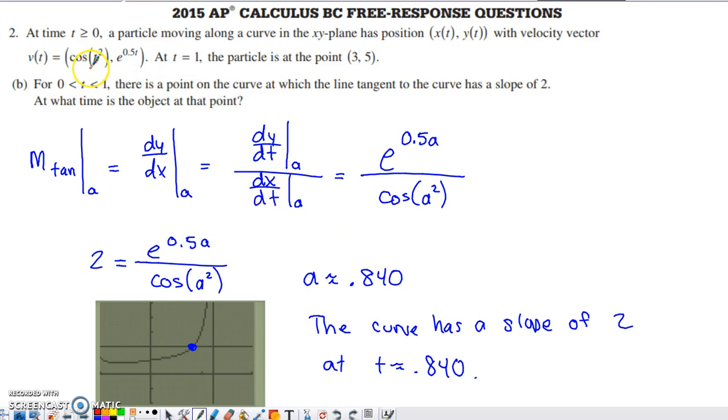They provide us with dy/dt. That's the rate of change of y, so the y component of velocity. So that's what's going into this numerator evaluated at a. And then in the denominator, I'm taking the rate of change of x with respect to t and tossing that into the denominator. I want to know when this slope calculation equals 2. So I basically set this fraction equal to 2.